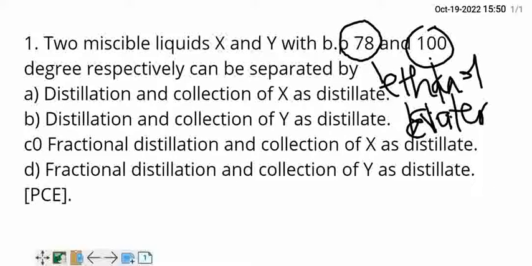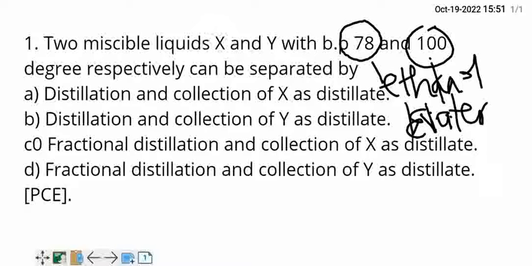To separate miscible liquids having close boiling points such as this, we use fractional distillation. Ordinary distillation cannot be used because that only separates solutions having a wide difference in boiling point. So since the boiling points here are close, we have to employ fractional distillation. But then, which of the two liquids will be the distillate? Is it X? Is it Y?